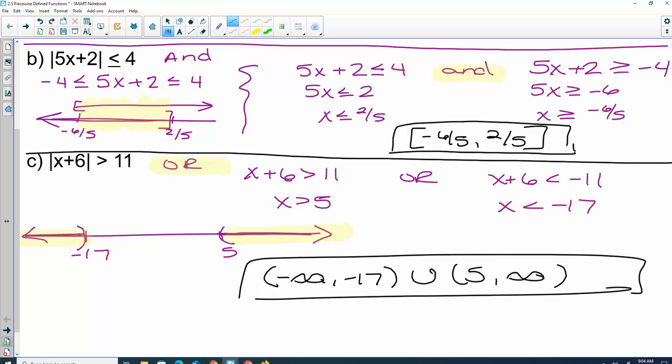So on your homework, you should have done, if the problem had an inequality, I expect an interval at the end. If it's an and, you should get one thing. If it's an or, it's two separate ones. Any questions there?